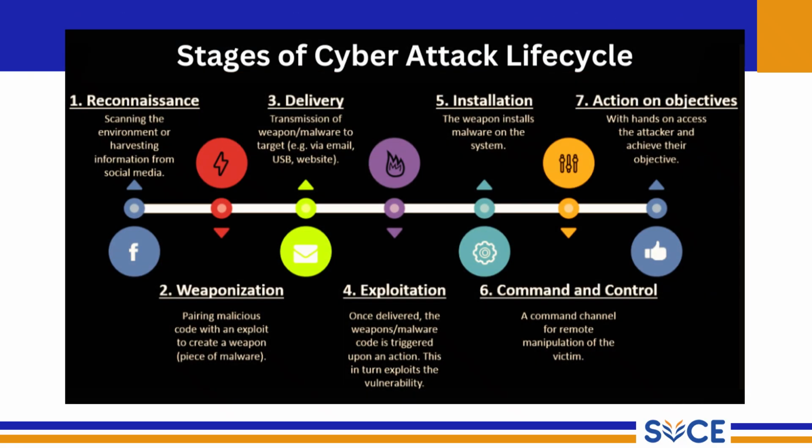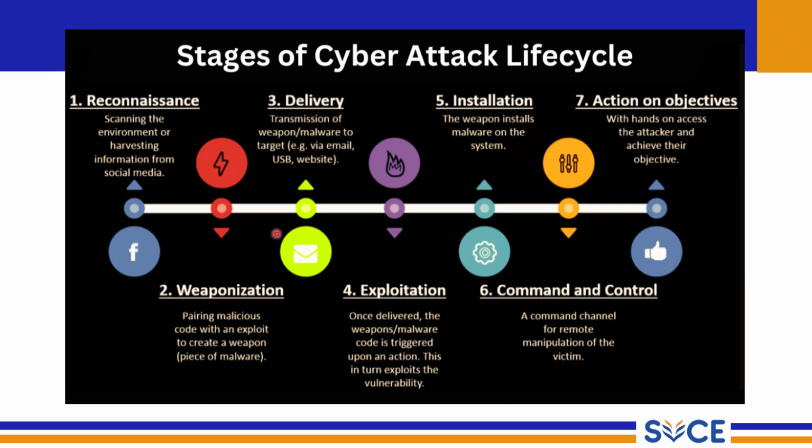So these are the stages of the cyber attack life cycle. The first one is reconnaissance, second weaponization, third delivery, fourth exploitation, fifth installation, sixth command and control, and seventh is action on objectives. So there are totally 7 stages, right? As we move through each and every stage, the attack life cycle progresses.